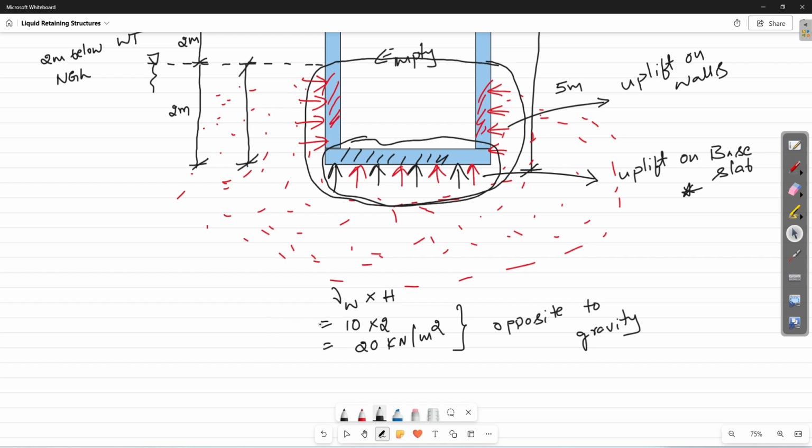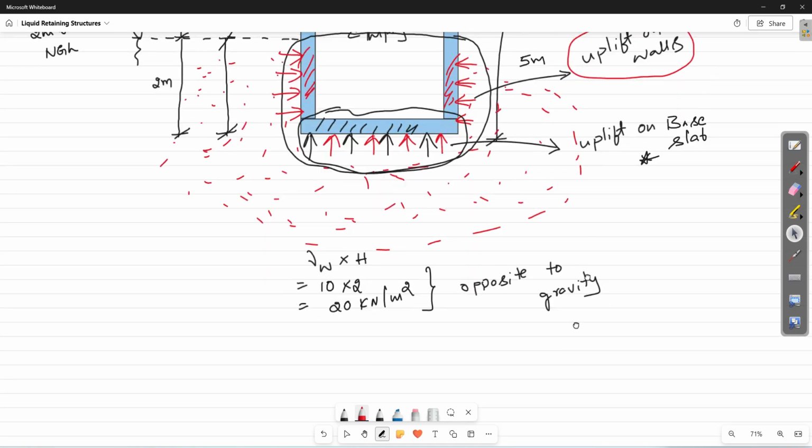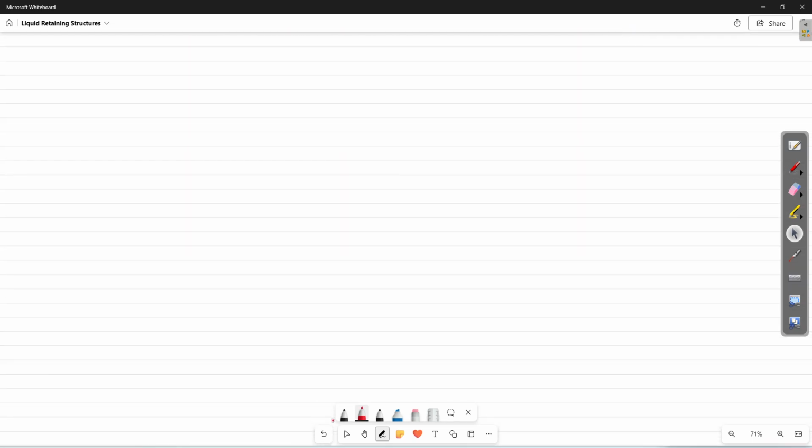So the next part of your load calculation is uplift on walls. So this is very interesting. So this may be the seventh case, uplift on vertical walls.